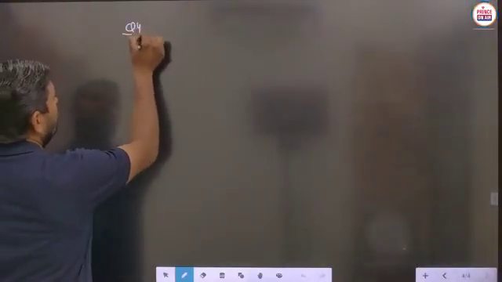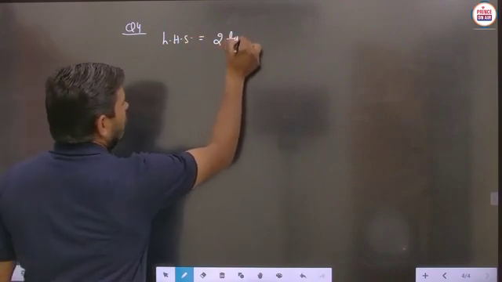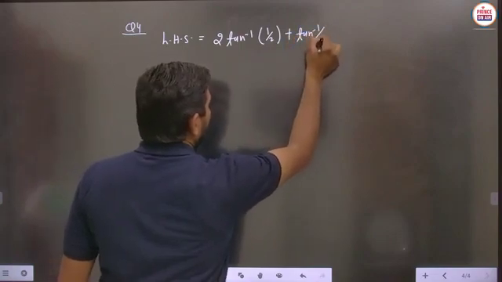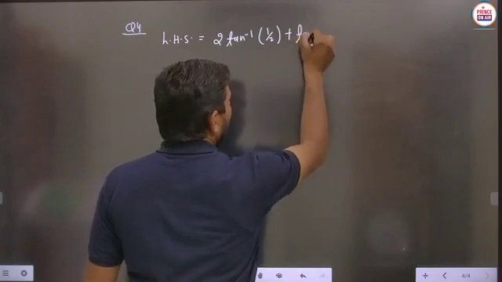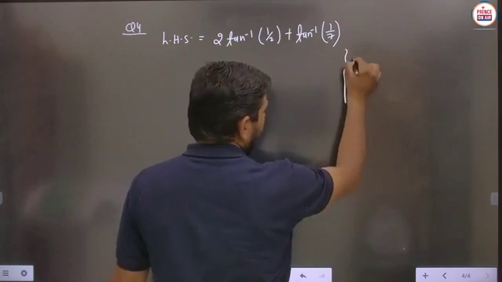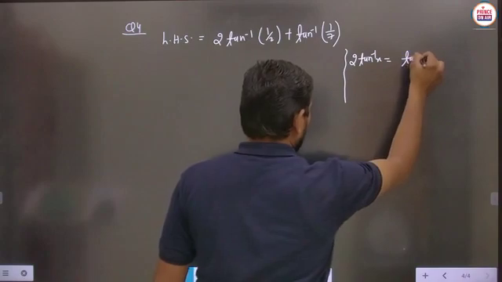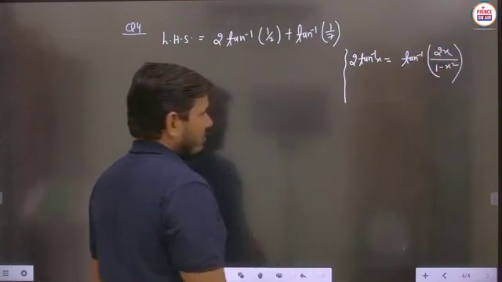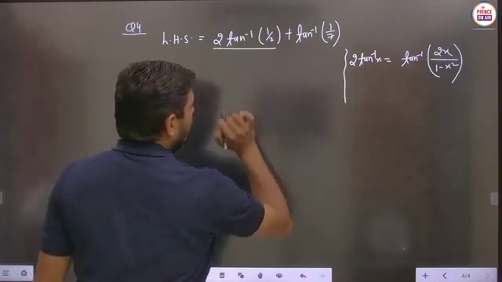So for question number 4, we take the left hand side as 2 tan inverse of half plus tan inverse of 1 by 7. First of all, we know very well the formula of 2 tan inverse x. That should be tan inverse of 2x upon 1 minus x square. So definitely you can apply the formula in this section.